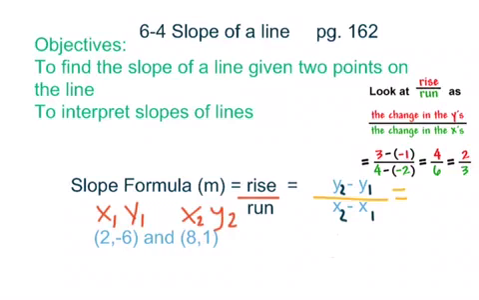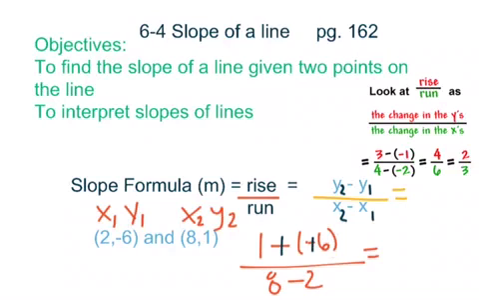So y2 is 1 minus our y1, which is negative 6, all over x2, which is 8, minus 2. Okay? These would turn into a positive, so 1 plus 6 is 7, over 8 minus 2, which is 6. Okay? Some things that you're going to figure out with slope is, this is not a fraction. Okay?